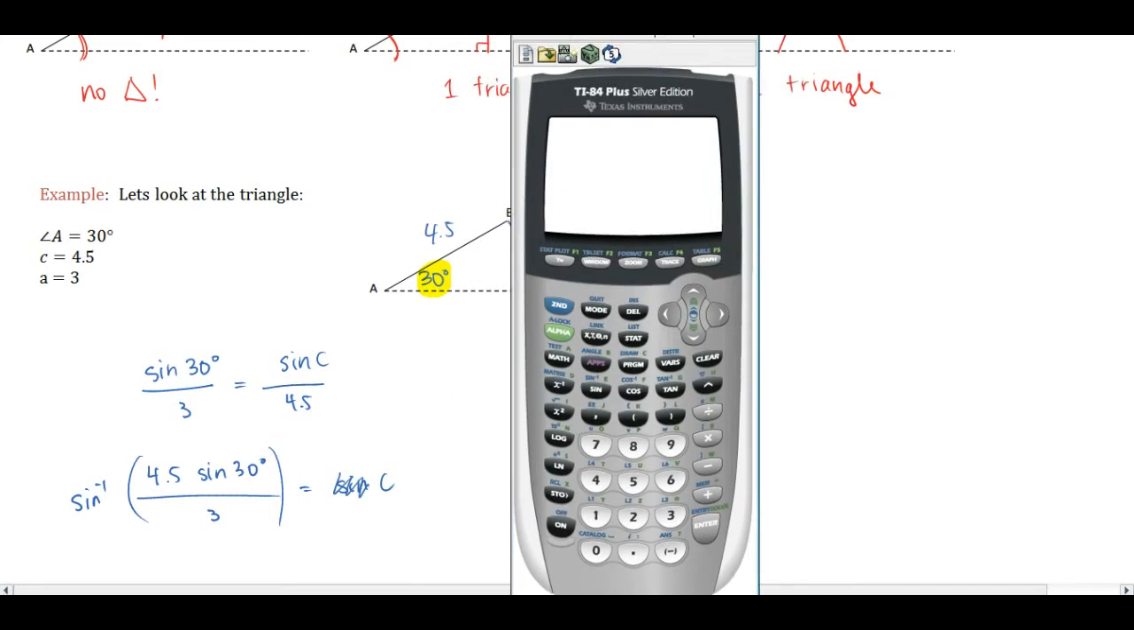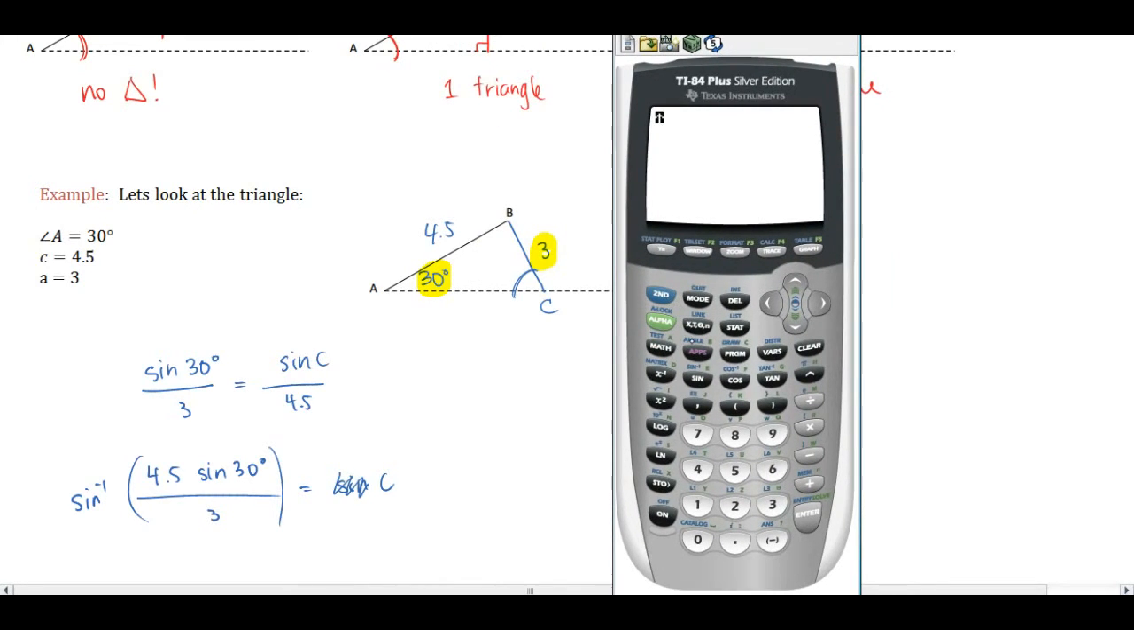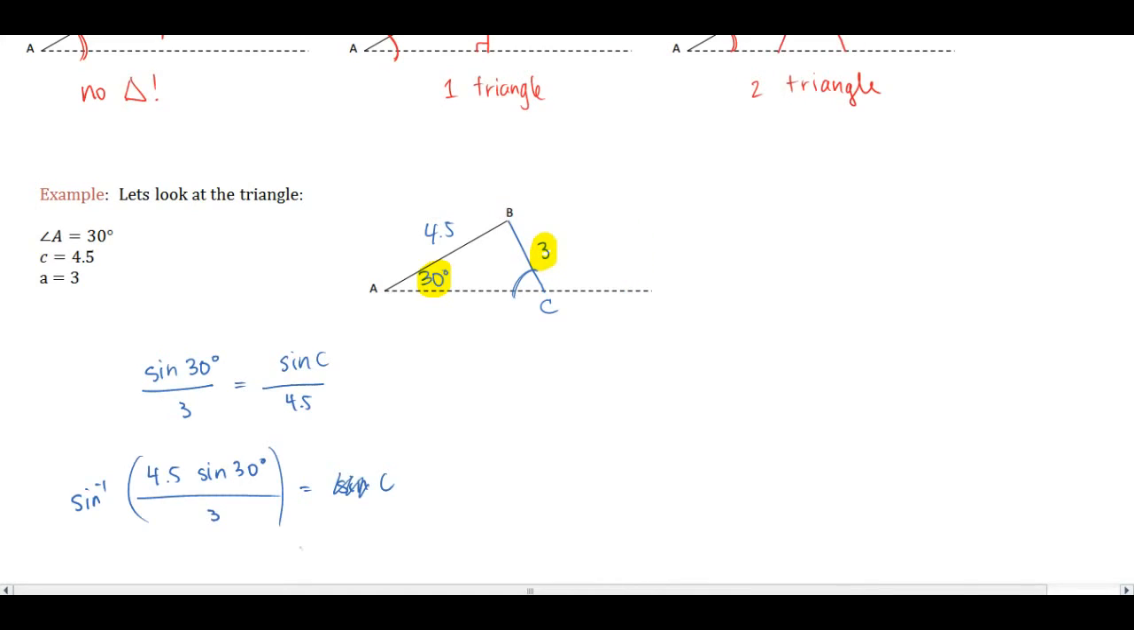So I grab my calculator, and I have my calculator ready. I go arc sine of, here, I'll use the fraction button, so alpha F1, numerator, denominator, 4.5 sine of 30 all over 3. And I hit enter, and my calculator says, hey, it's 48.59 degrees. Way better answer than 48.6, but there we go. C equals 48.59 degrees. And I'm so happy I can now continue on, right?